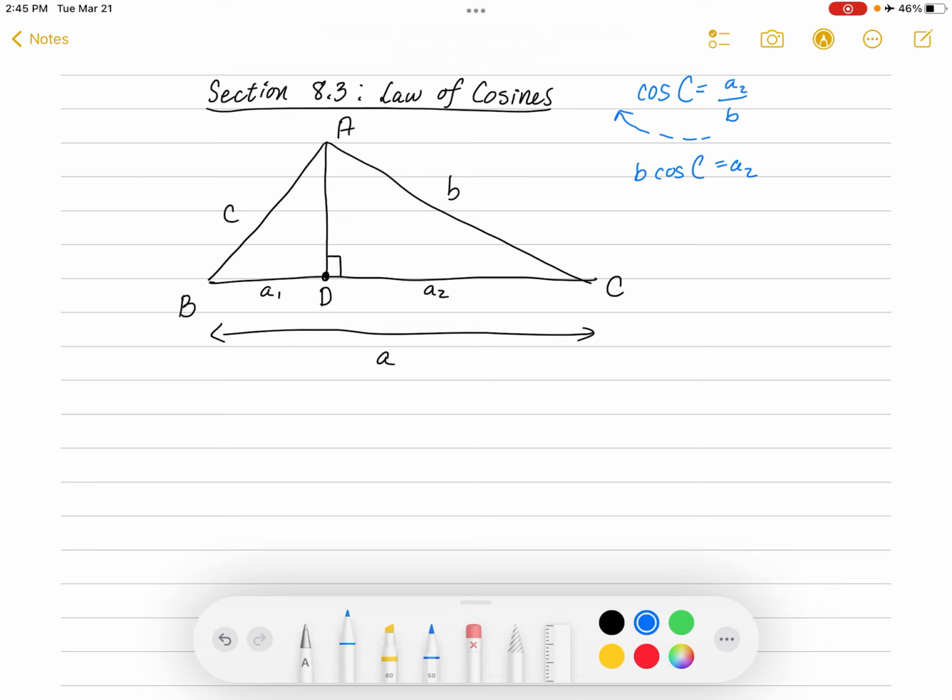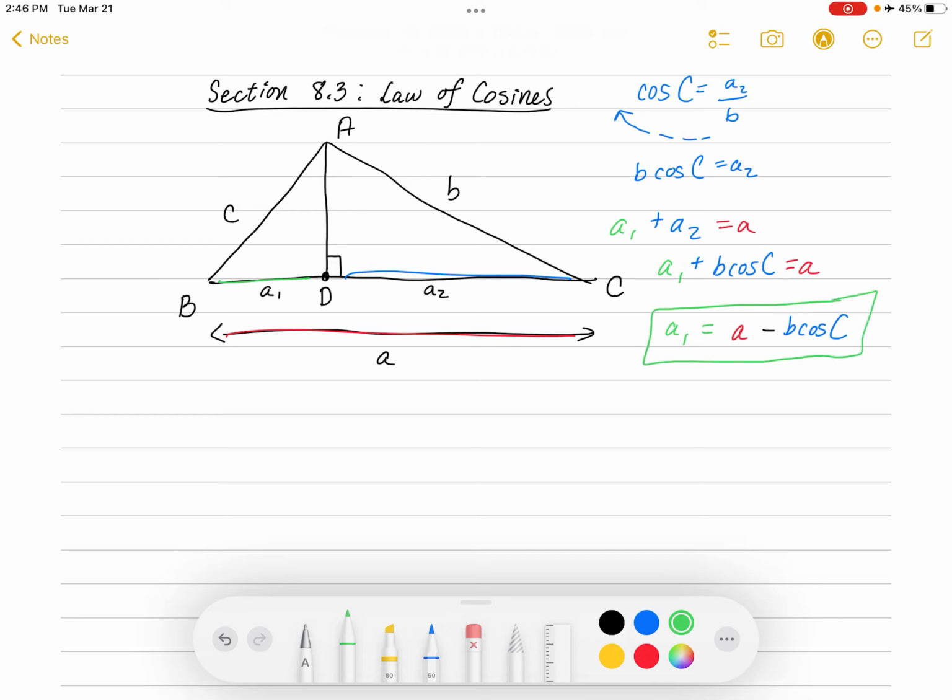Now what if I wanted A1? To get A1, remember that A1 plus A2 gives you all of A. So here I have that A1 plus, remember A2 is B cosine of C, that's equal to A. So if I wanted A1 by itself, it would be A minus B cosine of C. There's a formula for A1.